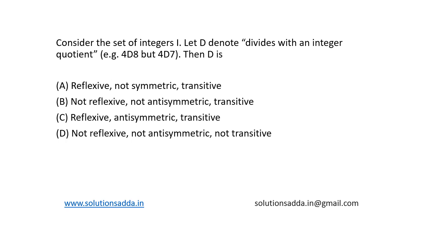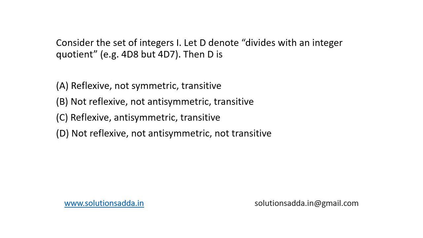This is a question from discrete mathematics. Consider the set of integers I. Let D denote divides with an integer quotient. Example, 4D8 but 4D7 is not possible. So it means that 4 can divide 8 but 4 cannot divide 7 with an integer quotient. Then D is, and 4 options are given.